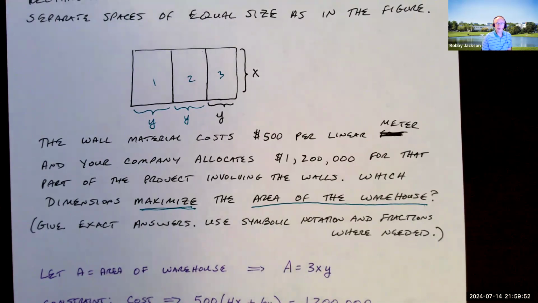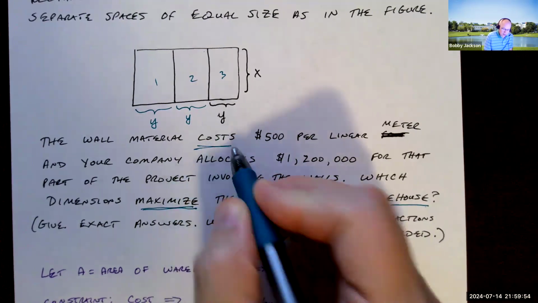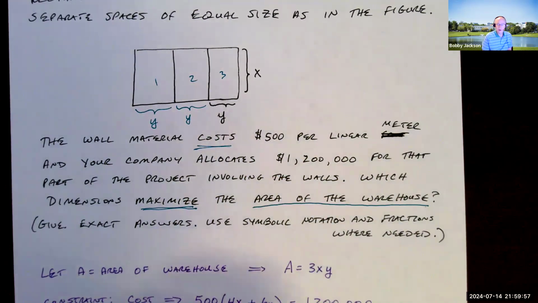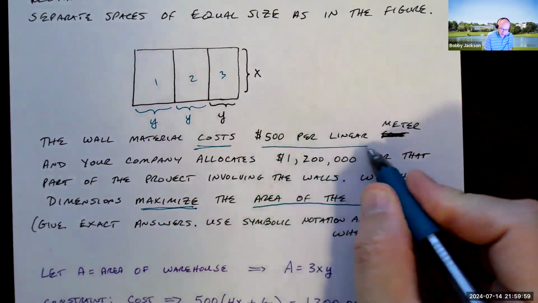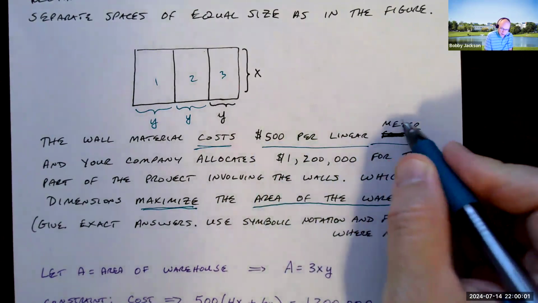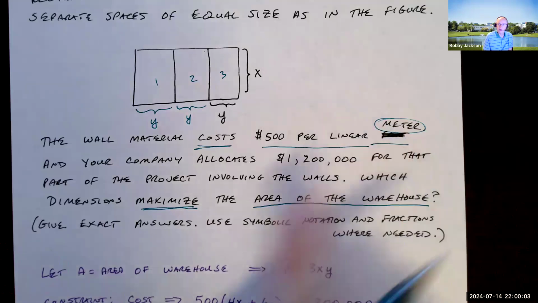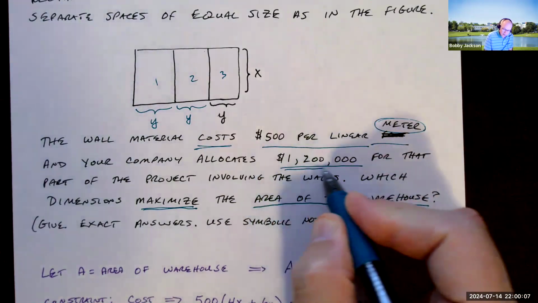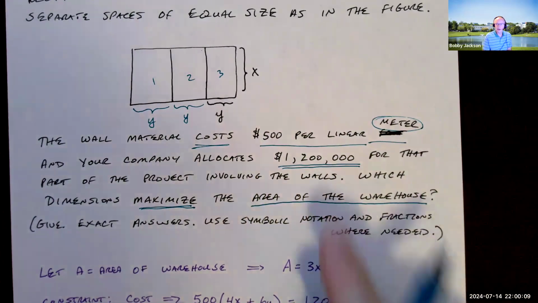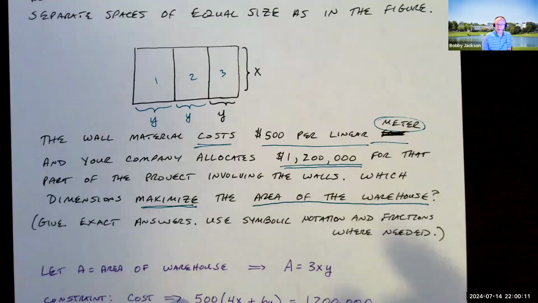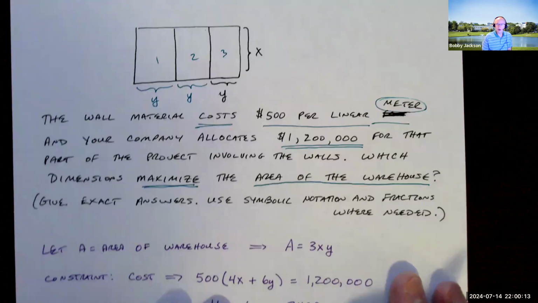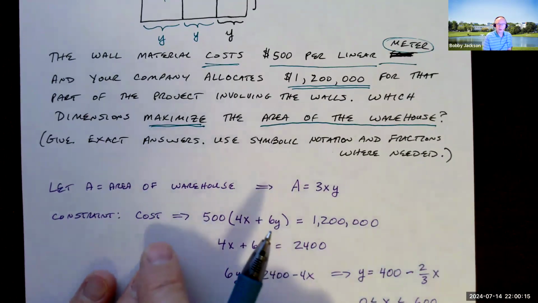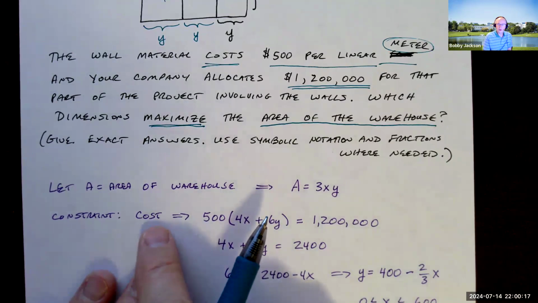So that's what we want to maximize. What's the constraint? The constraint is cost. We just can't build it as big as we want. There's a cost per linear meter, sorry, I keep saying foot, I even wrote meter there. And we have a limit of $1,200,000. Again, your problem might have slightly different numbers, but the problem will be solved the same way. So the constraint is cost.